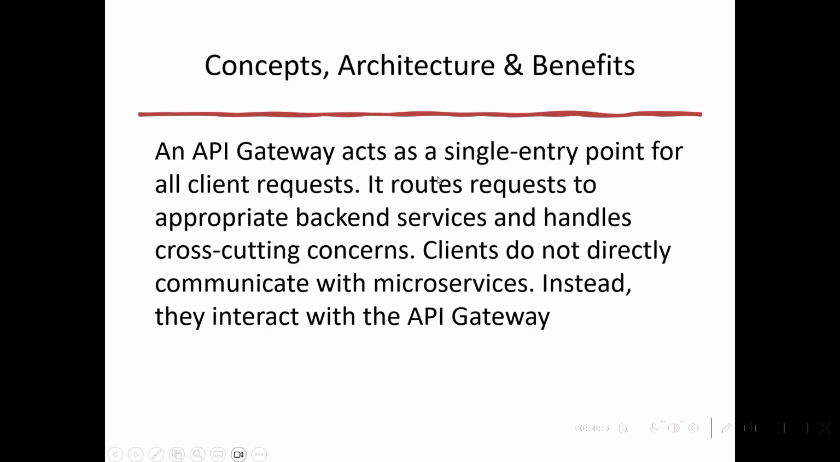An API Gateway acts as a single entry point for all client requests. It routes requests to the appropriate backend service and handles cross-cutting concerns. Clients do not directly communicate with microservices. Instead, they interact with the API Gateway. Let's try to understand that.